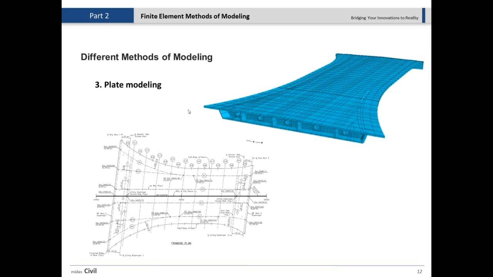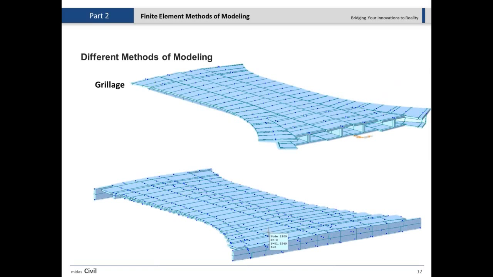For example, in this model, as you can see, it's an irregular shape. It has an asymmetric geometry in any direction that you can imagine. I want to model exactly the same thing, so I have a couple of ways to do that. I can use plate elements or beam elements.